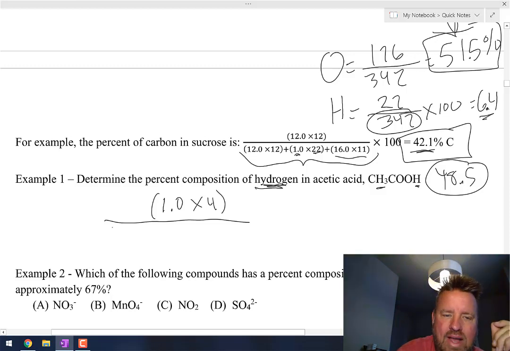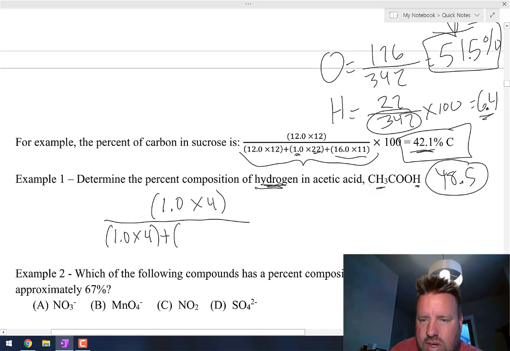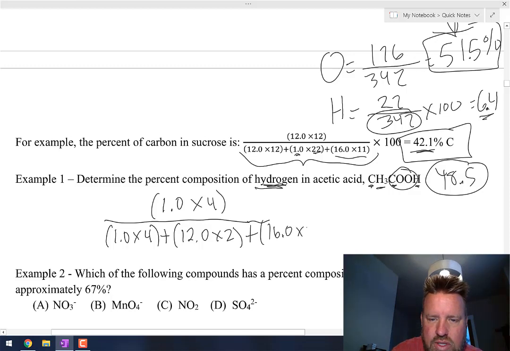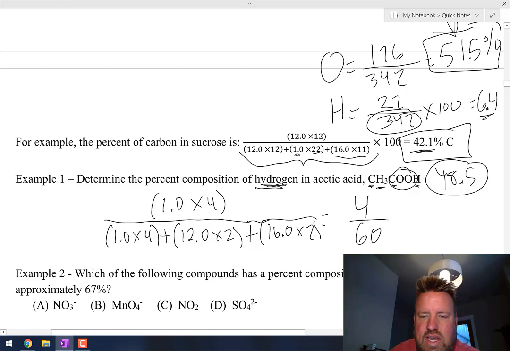And then for the mass of the whole molecule, again, I'm going to show it, but you could just do it on a calculator. There's the hydrogen component, and then there are 2 carbons. Carbon has a mass of 12, so 12 times 2. And then for oxygen, there's 2 of them, so plus 16.0 times 2. Okay, so 1 times 4 is obviously 4. 4 plus 24 is 28. 28 plus 32 is 60.